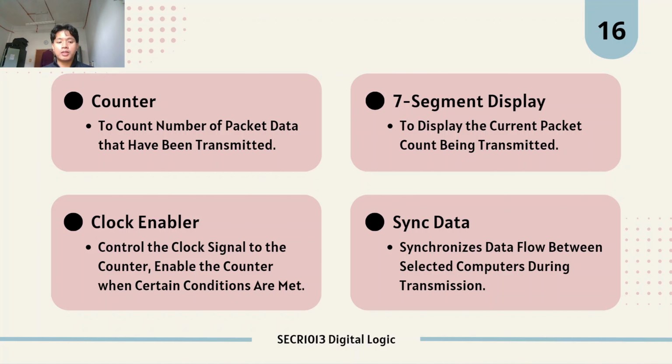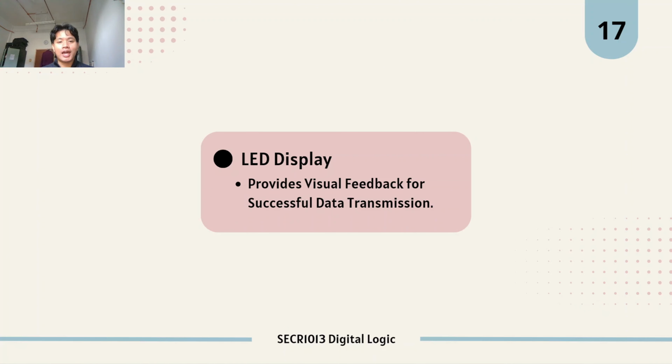Clock enabler is to control the clock signal to the counter, enabling the counter when certain conditions are met. Sync data: synchronized data flow between selected computers during transmission. Lastly, LED display is to provide visual feedback for successful data transmission. That's all from the requirements.